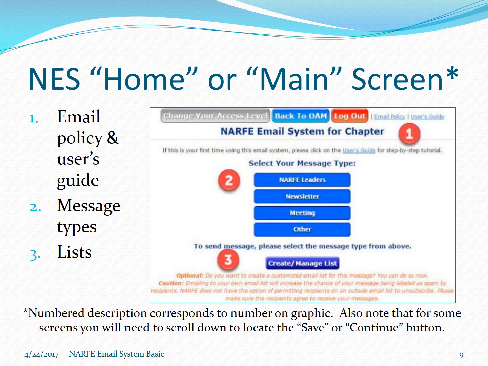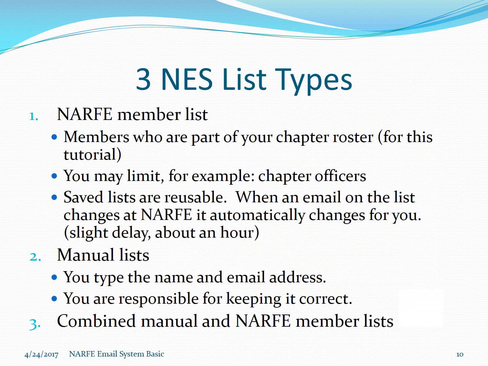The NES Home or Main screen has three key parts. 1. At the top right are links to the email policy and user's guide. 2. In the middle is where you select your message type, and 3 is where you create and manage your lists.